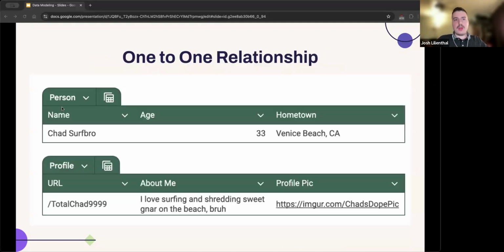This describes a single record from one table which corresponds to exactly one other entity in another table. So for instance, one individual has a social media profile that they've created just for them. We may detail that individual's name, age, and hometown in one table, and the details of their profile, like URL, about me, profile picture, things like that, in another table. But that profile belongs to one person, and that person may only create one profile.